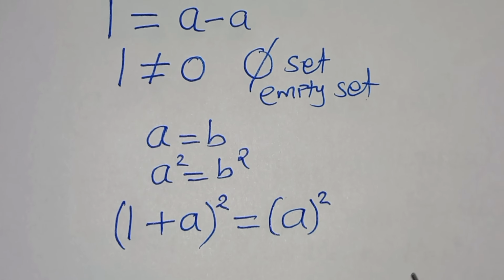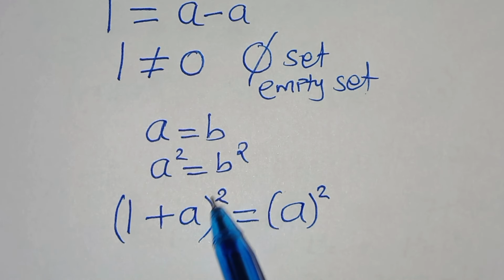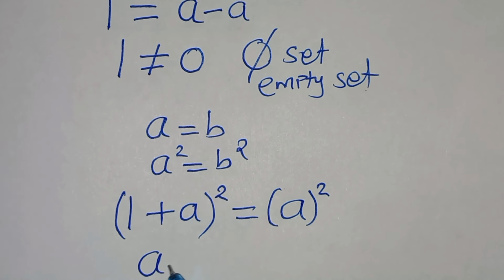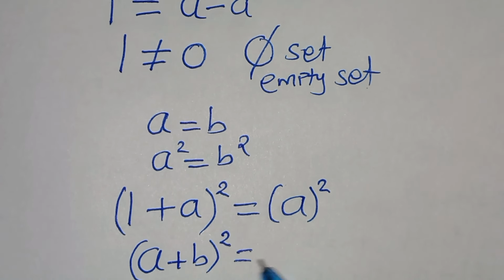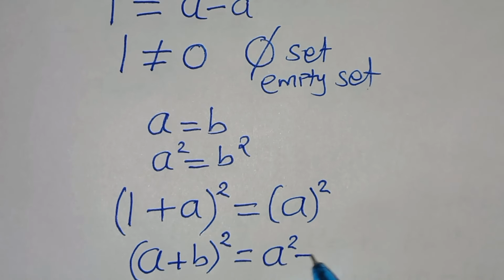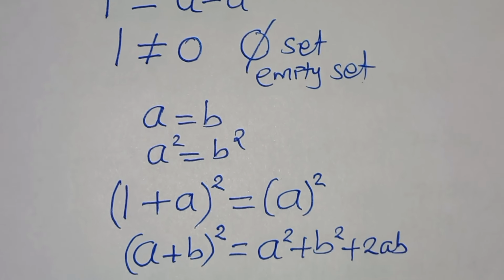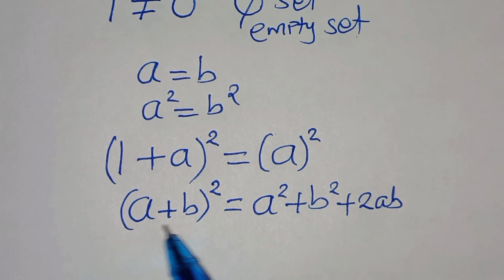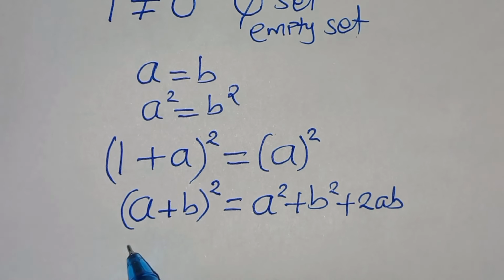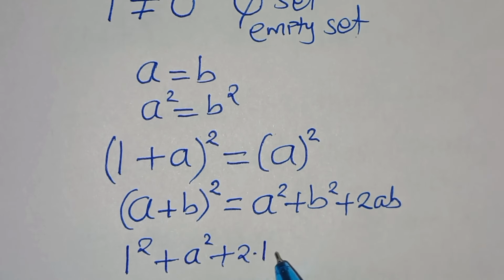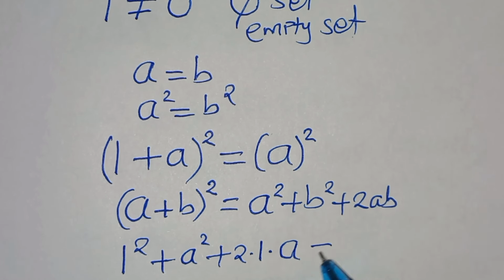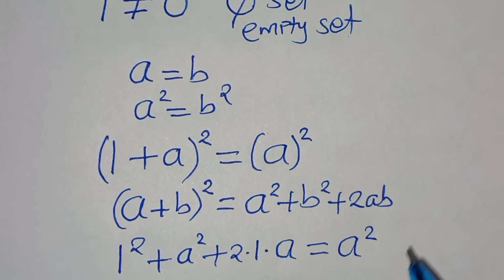So that now (1 plus a) to the power of 2, this is the same thing as (a plus b) raised to the power of 2, which we can express as a to the power of 2 plus b to the power of 2, then plus 2ab. And this implies that from here, this is 1 to the power of 2 plus a to the power of 2, then plus 2 multiplied by 1 times a. This is equal to a to the power of 2.